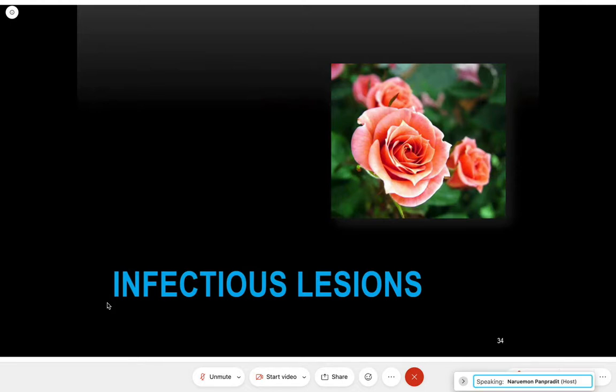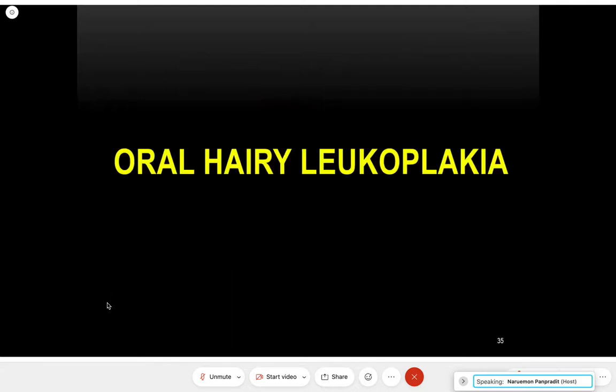Okay, if no question, we move to the next group, the group of infectious lesions. This group, what is it? Infectious, that means some infection, maybe fungal, viral, bacterial. I will explain one by one. Start with the oral hairy leukoplakia. Oral and hairy and leukoplakia.